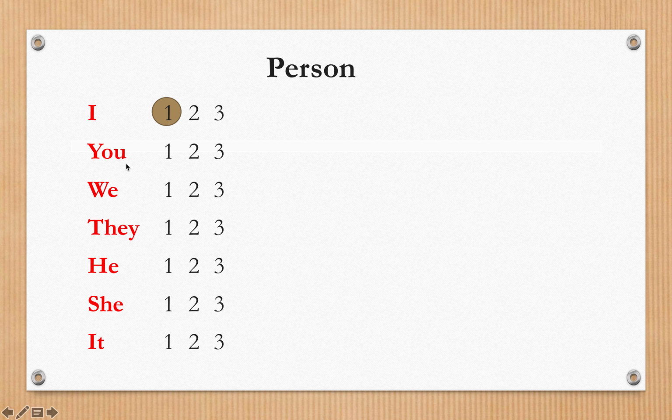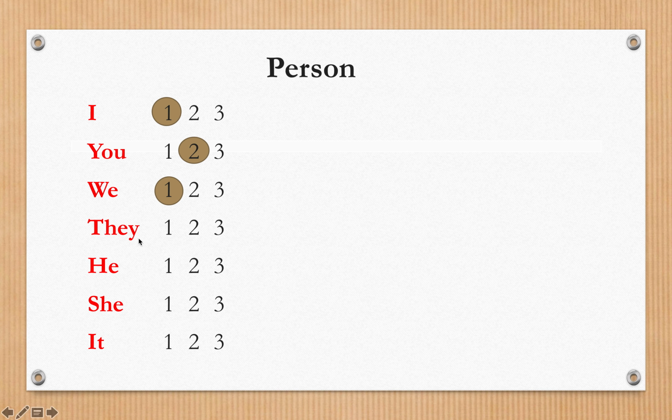And you, when I say you, I refer to a person or people who are listening to me. So listener means second person. We is the plural of I. So I is the first person, and we is also the first person. When I'm talking and use the word we, I include you and me, and it becomes we, so it is the first person.